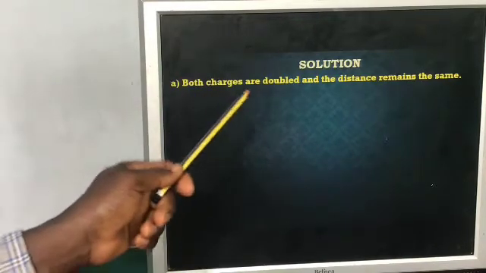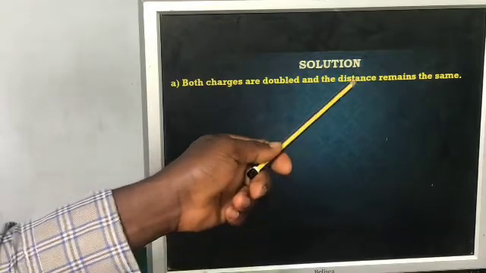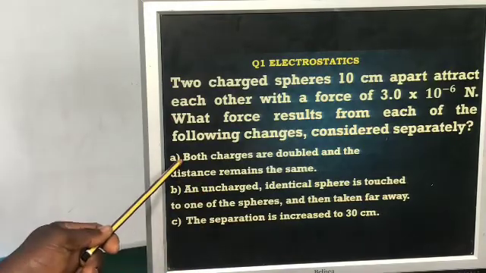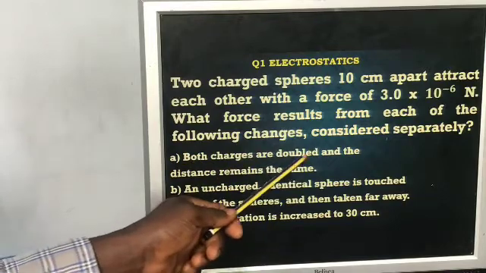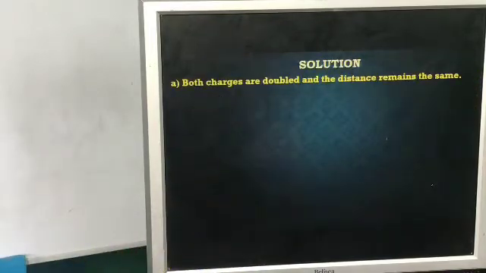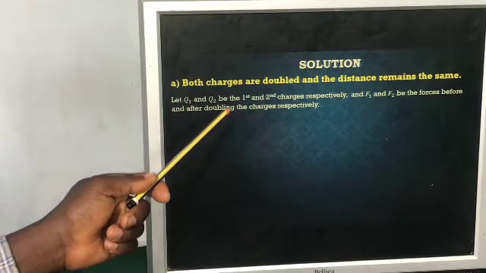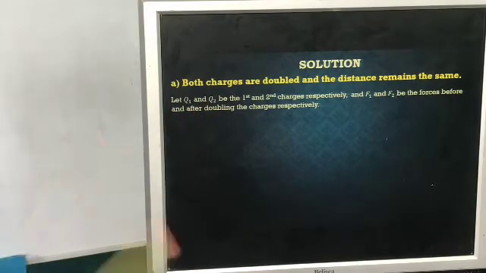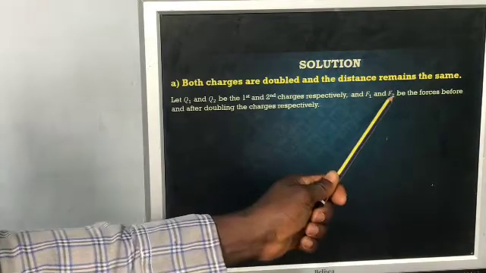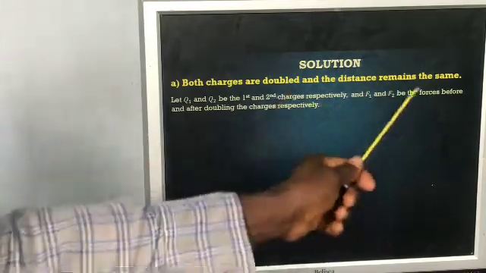So we pick the solution to the first question, the first part: both charges are doubled and the distance remains the same. Let Q1 and Q2 be the first and second charges respectively, and let F1 and F2 be the forces before and after doubling the charges. Before we double the charges, we have F1. After doubling the charges, we have F2.